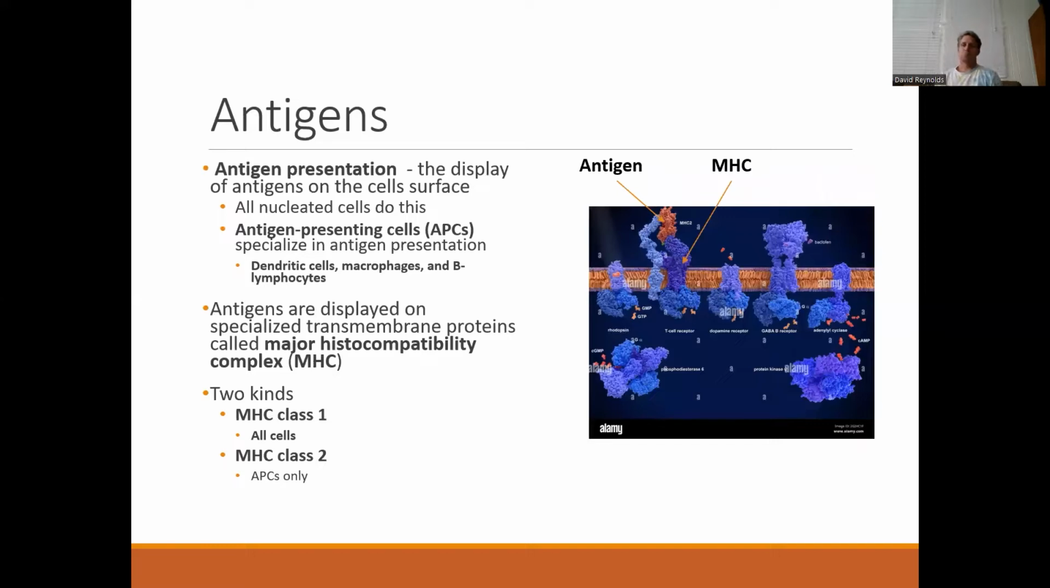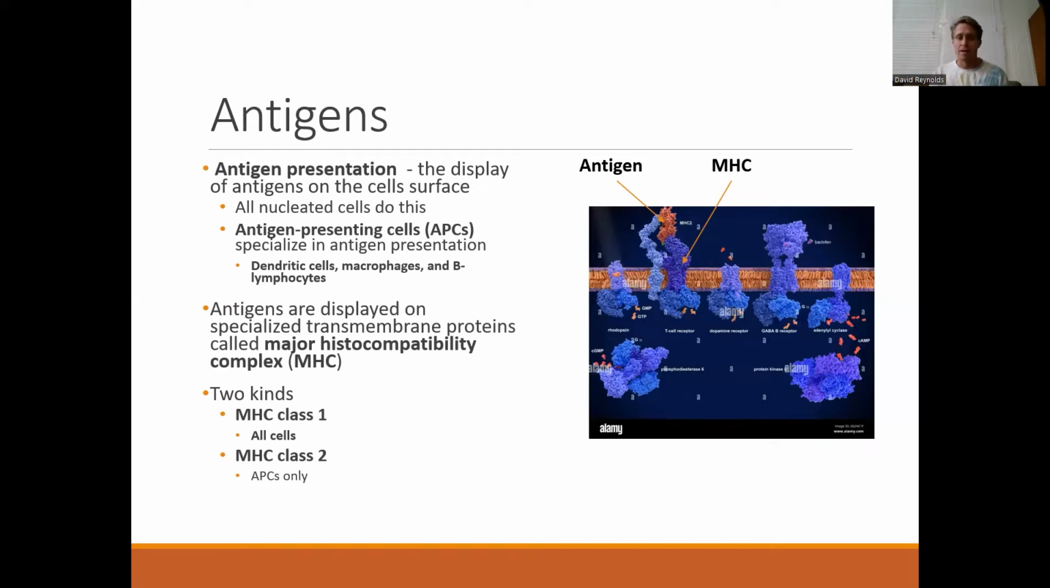Okay, so all cells present antigens on the surface of their cells. Every nucleated cell in your body is going to make antigens and put them on the surface of the cell. And if it's an antigen that your body knows and makes naturally, that's going to be a self antigen. And if it's an antigen that your body doesn't recognize and came from a cell that's not you, then it's going to be a non-self or foreign antigen. Now, all nucleated cells do this, but we also have a subgroup of cells called antigen presenting cells or APCs that do it a little bit more refined and more specifically. And this is going to help the adaptive immune system really initiate a response.